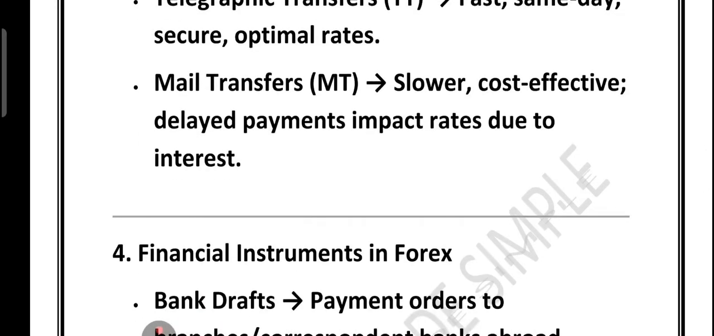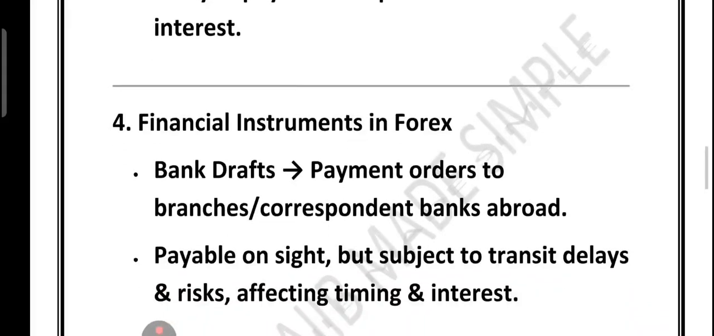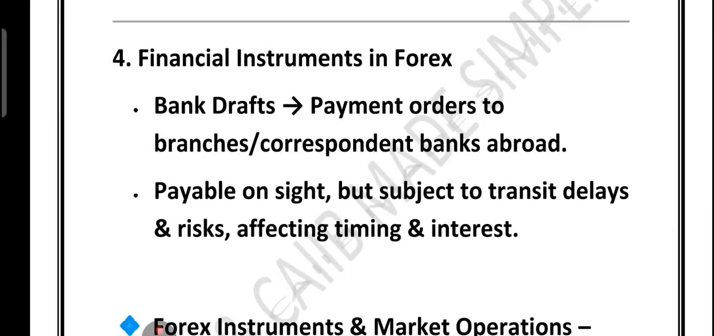Then we have mail transfer. This is slower, cheaper but delayed payment. But delayed payment may affect interest and rate. What about the financial instrument in forex? You know it very well, that is bank draft. A payable order sent to the branches or correspondent bank abroad is called a bank draft. It is paid on site, but transit delay and risk can affect the timing and interest.